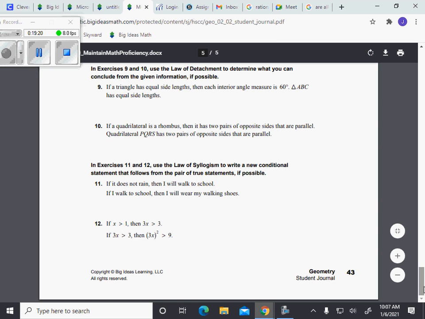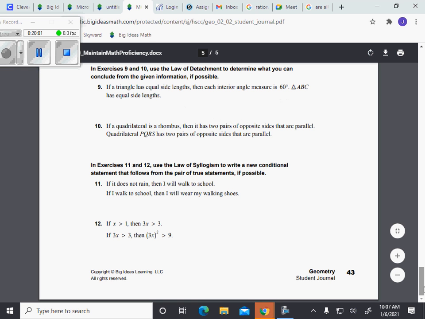In exercises 9 and 10, use the law of detachment to determine what you can conclude from the given information. So if a triangle has equal side lengths, then each interior angle measure is 60 degrees. Is that true? Yes, right? An equilateral triangle is also equiangular. So triangle ABC has equal side lengths. So what does that mean? Each interior angle is 60 degrees. Okay, that's the law of detachment.